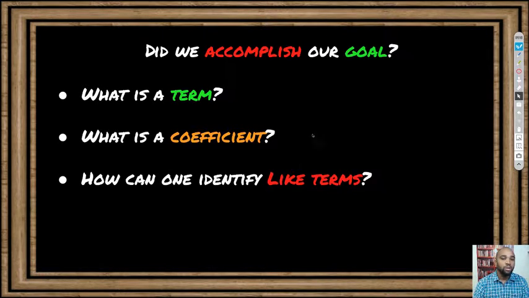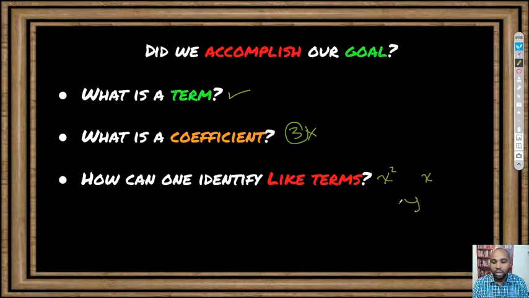Did we accomplish our goal? Absolutely. We always do. We talked about what a term is. A term is when you just have a constant or a constant multiplied by a variable. What's a coefficient? It's that constant that is being multiplied by a variable. So in this case, it'll be the 3. And how can we identify like terms? Well, we can just simply look at the variable, and if they have the same exponent. So all the x squares come together, all the x's come together, all the y's or xy's go together. So these are ways we can identify like terms, just to review.